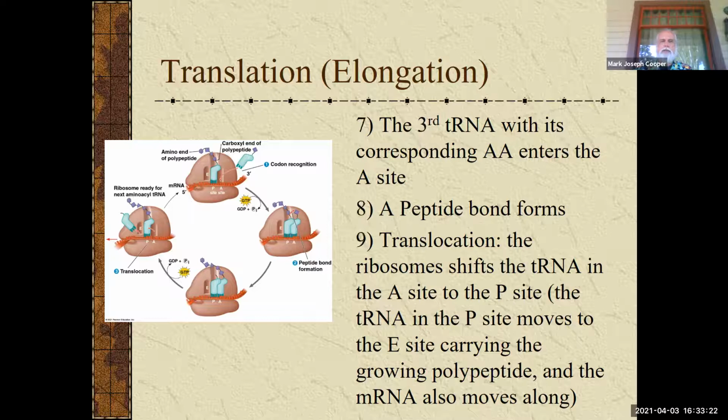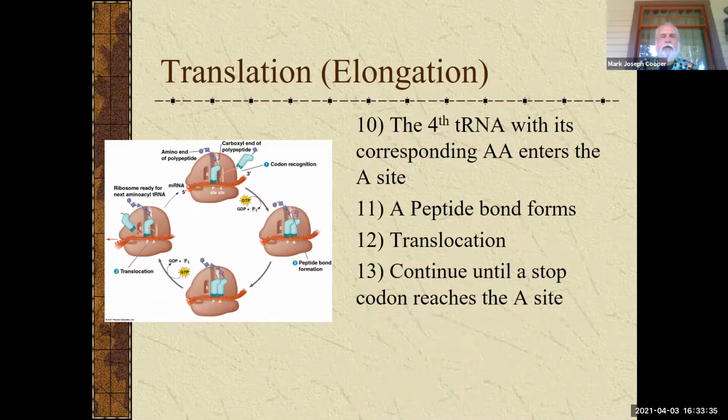Okay, so continuing elongation, the third transfer RNA with its corresponding amino acid enters the A site. Another peptide bond forms, another translocation. All right, the fourth transfer RNA enters the A site, another peptide bond, translocation. And you just continue this over and over and over again.